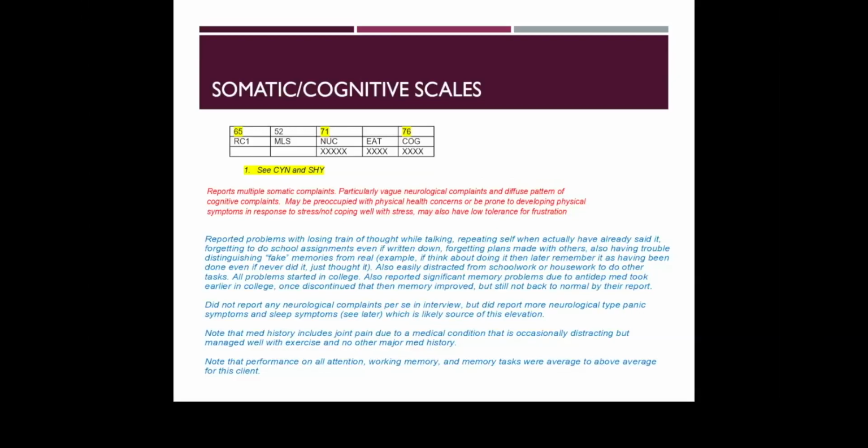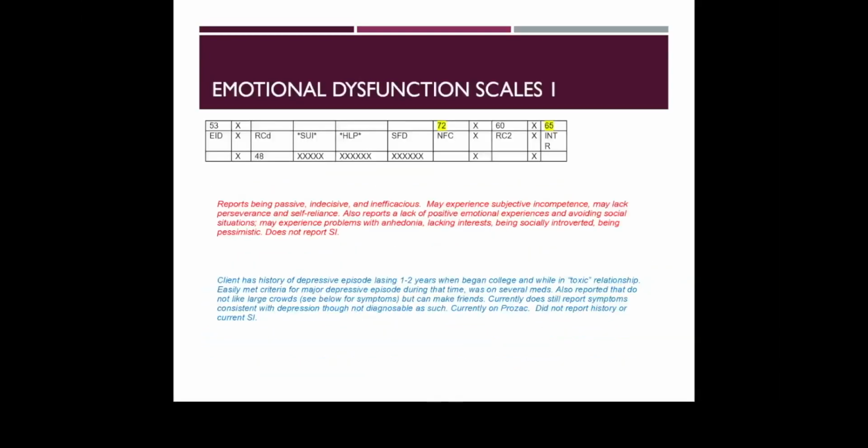And again, I should note that in terms of cognitive test performance, all scores were average to above average on actual objective performance, which was true of the other client too. I forgot to mention that. Emotional dysfunction, on the demoralizing side, we see a lot fewer elevations than the prior client. We see NFC and then again the introversion scale elevated, and none of the footnoted ones were elevated, so that's not on here.